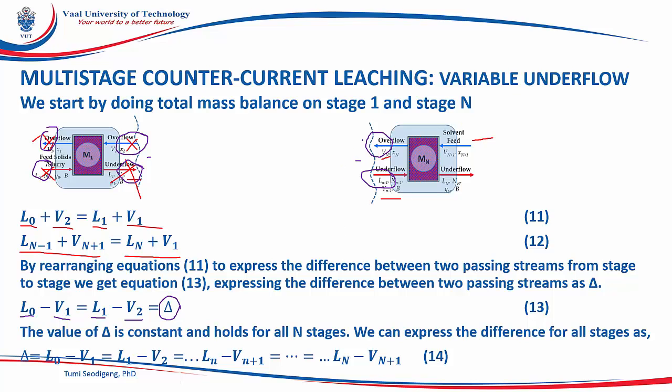You can do that for stage n as well. The value is constant and holds for all n stages. So if you had all the other stages in between, the difference between all the passing streams will be equal to delta. We can now use that to express the difference for all stages as follows. The delta will be equal to stream L0 minus V1, L1 minus V2, and it will carry on for stage n, and then the final stage capital N.